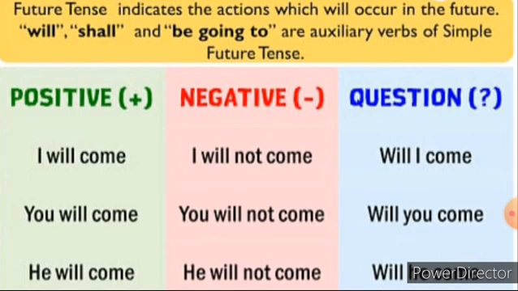Look at the next one. You will not come. Third one, he will not come. This is easy, children. For the affirmative form, you have to add the word will or shall. That is, the auxiliary verbs you have to insert next to the subject, or it may be a pronoun. You have to add this. While converting this affirmative sentence into negative, you have to add the word not next to the auxiliary verb.